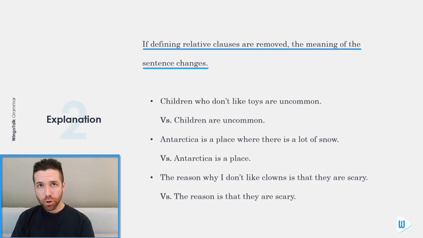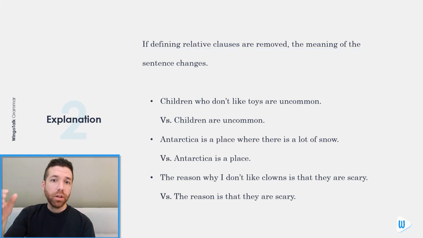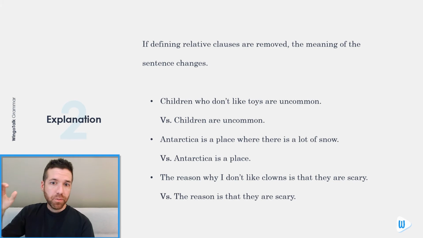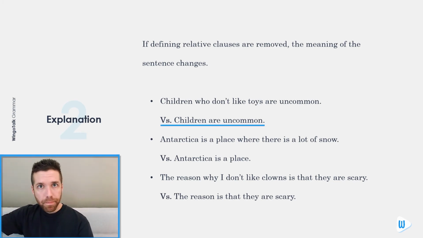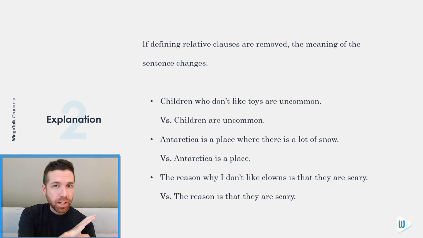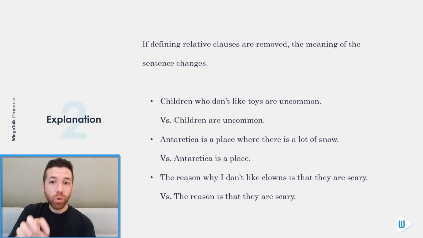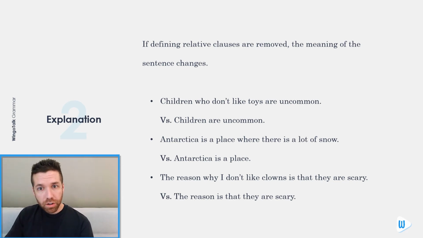If defining relative clauses are removed from the sentence, the meaning of the sentence changes. First, children who don't like toys are uncommon. Who don't like toys? That's the defining relative clause. If we take it out, it becomes children are uncommon. We can see the meaning is very different. Okay, children are uncommon. That's not true. Children who don't like toys, that is true. That is uncommon.